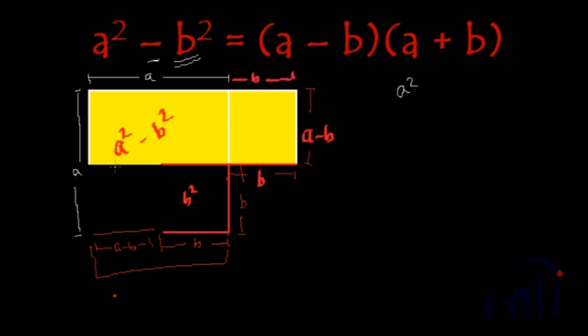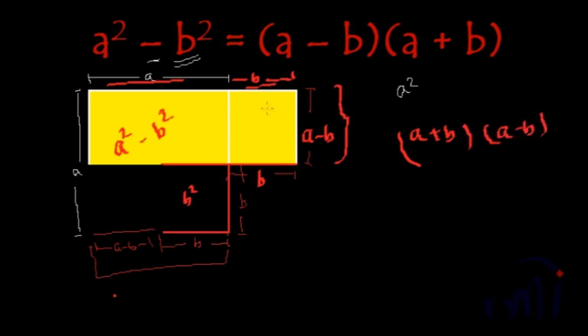And this makes a rectangle whose length is equal to a plus b, right? And it has width equal to a minus b. So what can we say about the area of this rectangle? The area of this rectangle will be its length, that is a plus b, multiplied by a minus b.